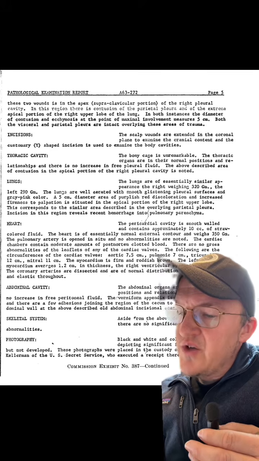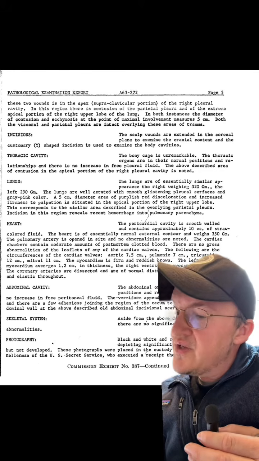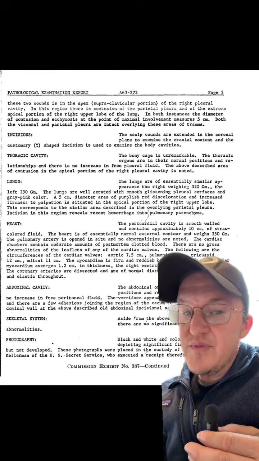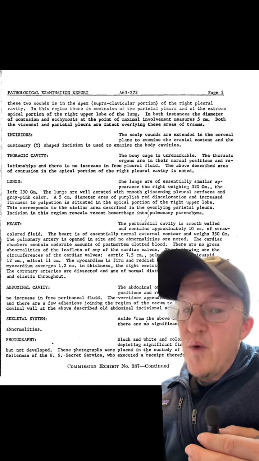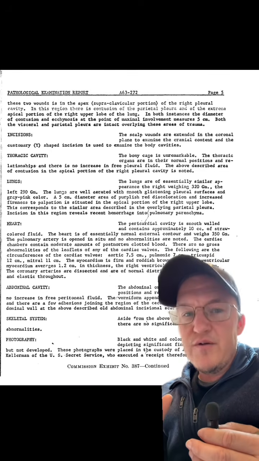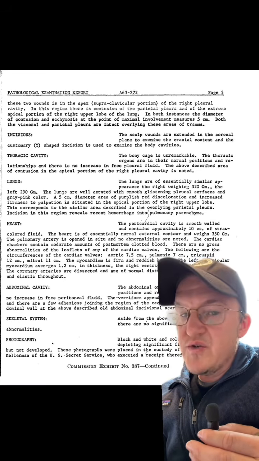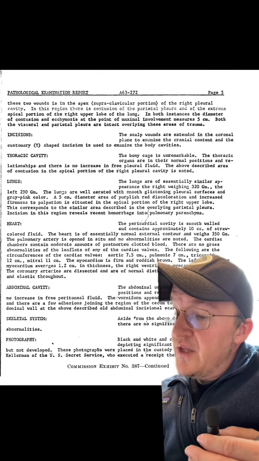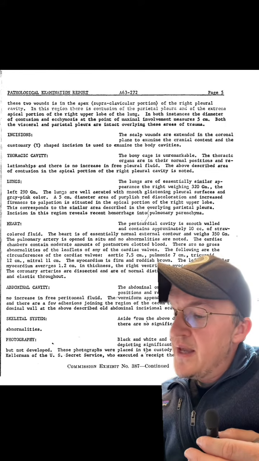Lungs. The lungs are of essentially similar appearance, the right weighing 320 grams, the left 290 grams. So he's saying there's no big difference between them visually. And then they weighed about the same, but usually there is a difference in weight between the right and left lung. The right is typically heavier because there's 3 lobes. The lungs are well aerated with smooth, glistening pleural surfaces and gray-pink color.